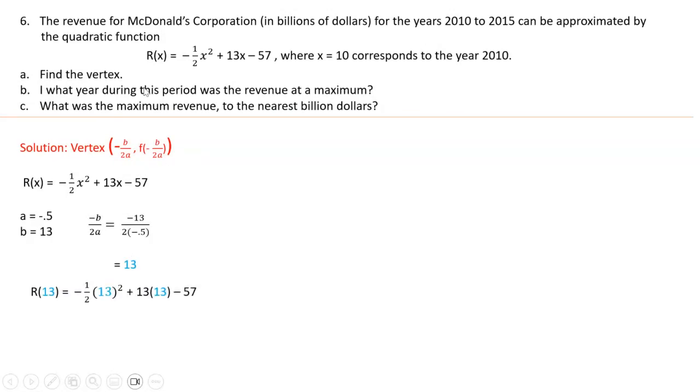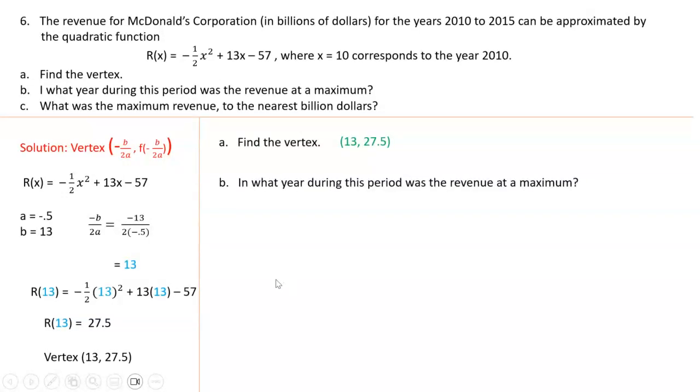Right now, to find the y value of the vertex, all we do is find r of 13, which means we're going to plug in 13 for every x in the original function. This will give us 27.5. That means my vertex is going to be (13, 27.5). That's the answer for A.